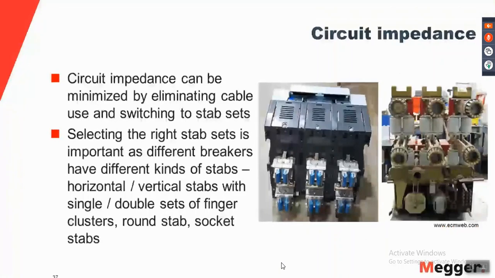One good way of minimizing circuit impedance is by eliminating cable use altogether and going for stab sets. The challenge here is having the right stab sets on your test sets that are compatible with the stabs of the breakers, because breakers come in various shapes and sizes. They have all sorts of stab sets. They can have vertical stabs, they can have horizontal stabs. The stabs can have a single set of finger clusters, or double sets of finger clusters. They can be round stabs or socket stabs. So having the right stab set for the range of breakers that you have can be a bit of a problem.